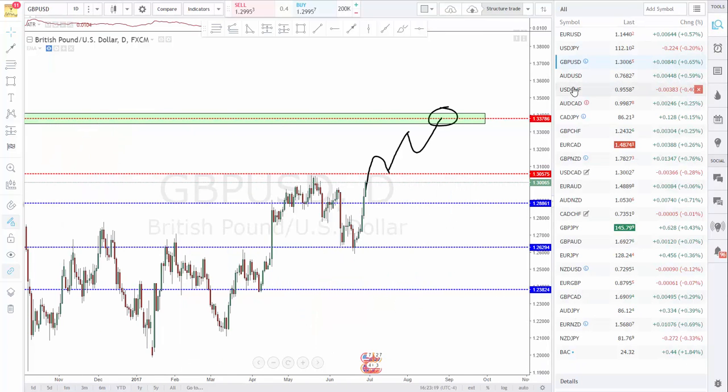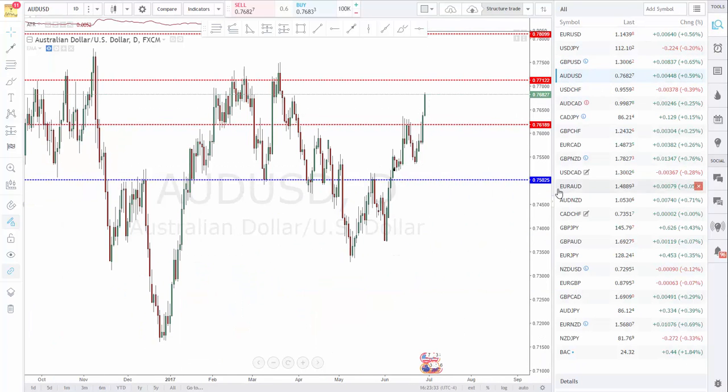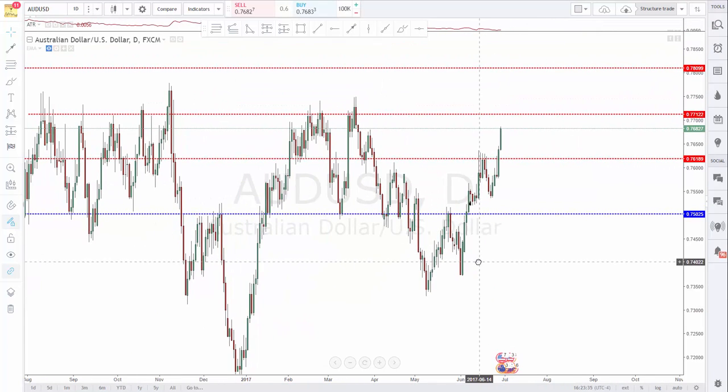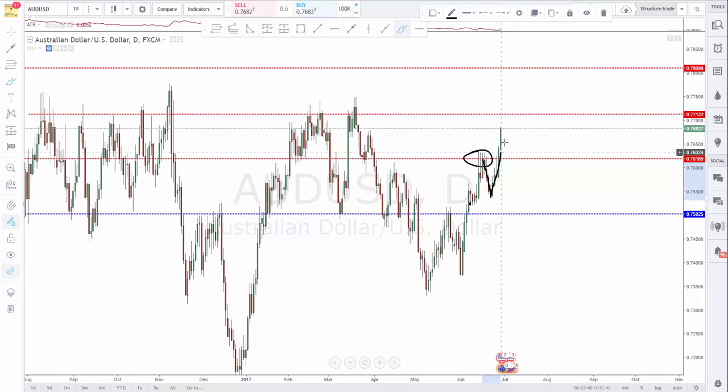Next, we're going to be looking at the Aussie dollar. Here we are on the Aussie dollar, and I'll go ahead and make this full screen. As you can see, we pushed up to our next resistance level. We got a little pullback from that before the market decided to break through that resistance.